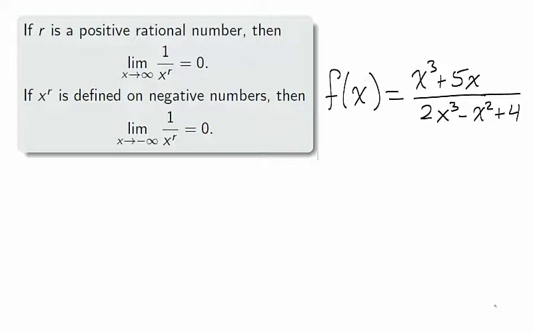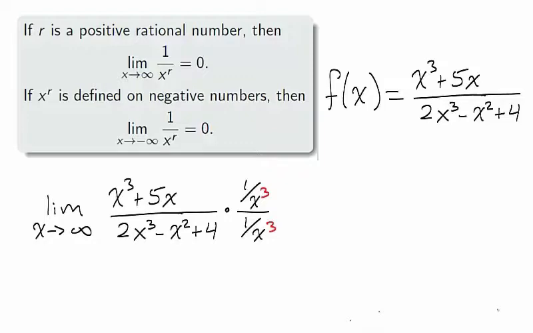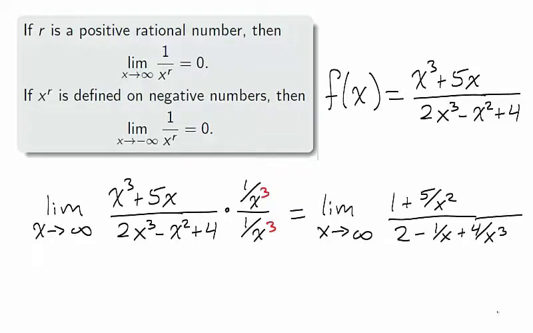To find the limit as x approaches infinity of the rational function f, we multiply by 1 over x cubed in the numerator and the denominator. We distribute 1 over x cubed throughout the numerator and the denominator, and the expression circled in red approaches 0 as x approaches infinity. Therefore, the limit of the rational function f is 1/2.